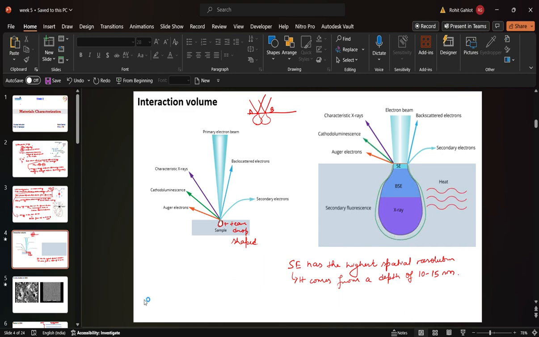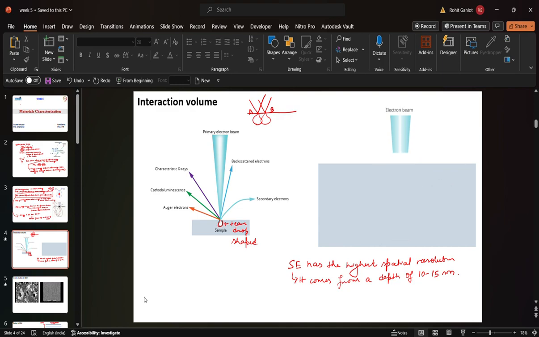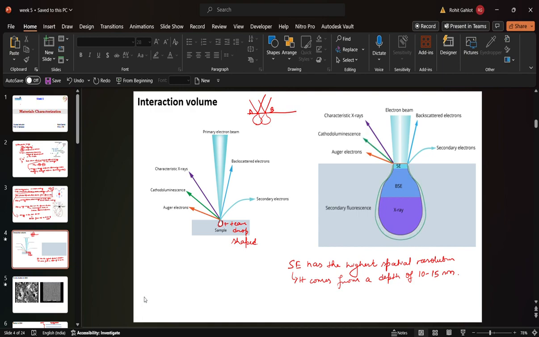Clearly the SE or secondary electron has the highest spatial resolution because it comes from a depth of around 10 to 15 nanometers compared to other signals.